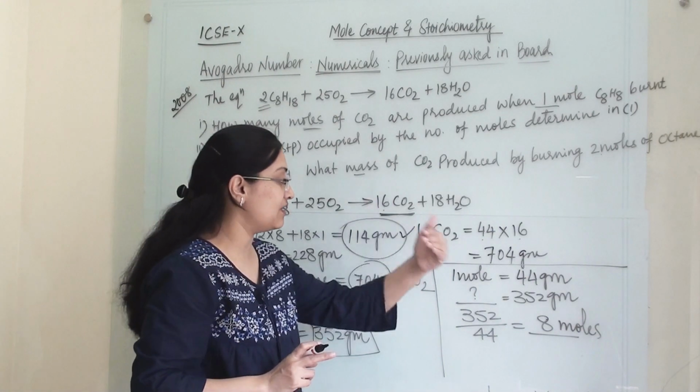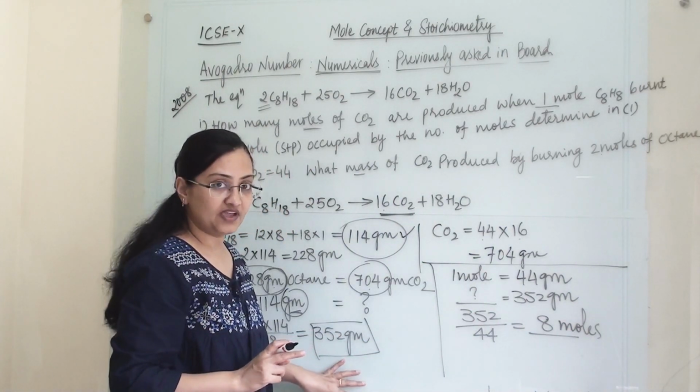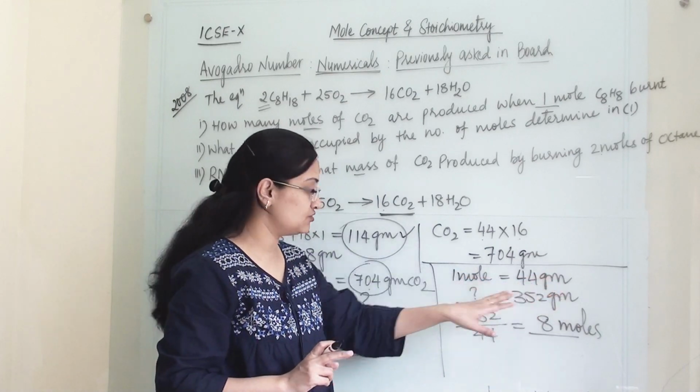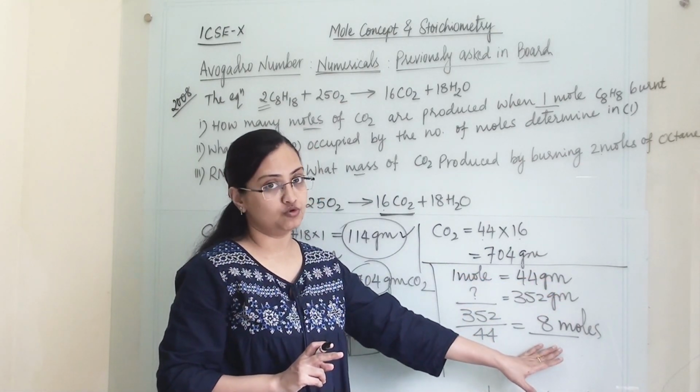Now we have to find out moles. So it is easy from weight: 1 mole has this much weight, then we have this much weight. So how many moles will be there? So 8 moles are there.